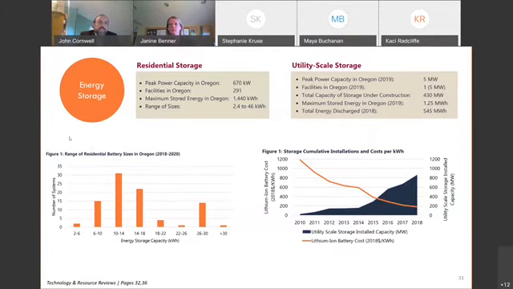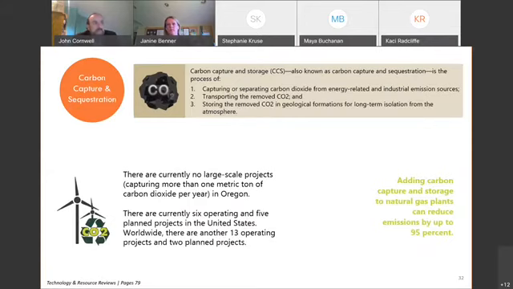All right. And then I'll move to number 2, carbon capture and sequestration. So carbon capture and sequestration, or carbon capture and storage, another term that you might hear, is the process of capturing or separating carbon dioxide from energy-related and also industrial emission sources, and then transporting that removed CO2 somewhere where it can be stored, typically in geological formations for long-term isolation from the atmosphere. Another term that you'll see incorporated is utilization as well. So there's also potential applications for using CO2 in industrial processes.